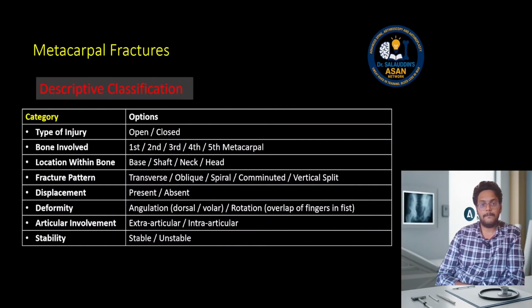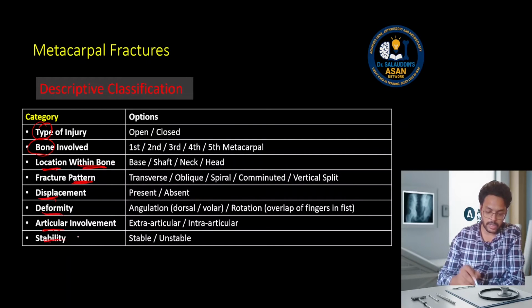Next we will go to the metacarpal fractures. Simply, the descriptive classification says, based on the type of injury, based on the bone involved, based on the location within the metacarpal, then the pattern, displacement, deformity, the articular involvement and the stability. Based on the type, whether it's open or closed, based on the bone, that is first, second, third, fourth or fifth metacarpal. Then the location within the metacarpal, the parts of the metacarpal are the base, shaft, neck and the head. Then the pattern is transverse, oblique, spiral, comminuted or vertical split fracture.